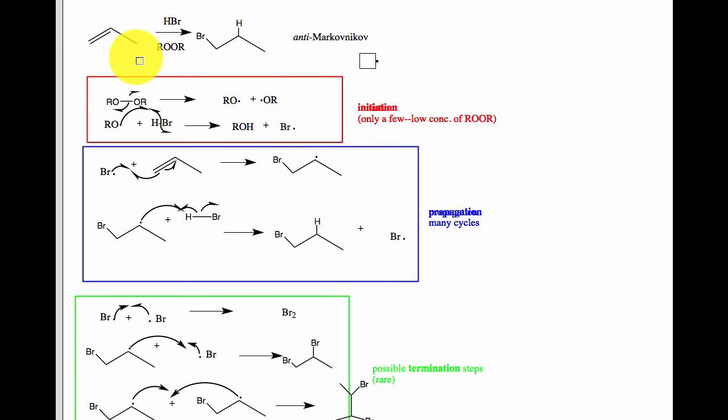Now, in addition to talking about the electron movement and bond changes, we can also talk about the energetics of these reactions. So, for example, the first initiation step involves breaking an OO bond. When you break a bond, it always costs energy. In the case of an OO bond, it's about 200 kilojoules per mole. And that only happens because you have just the right amount of heat or light in the reaction to break that bond.